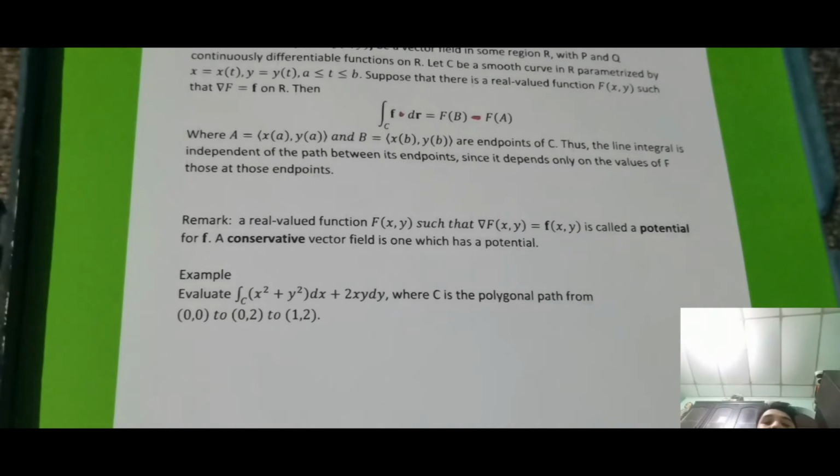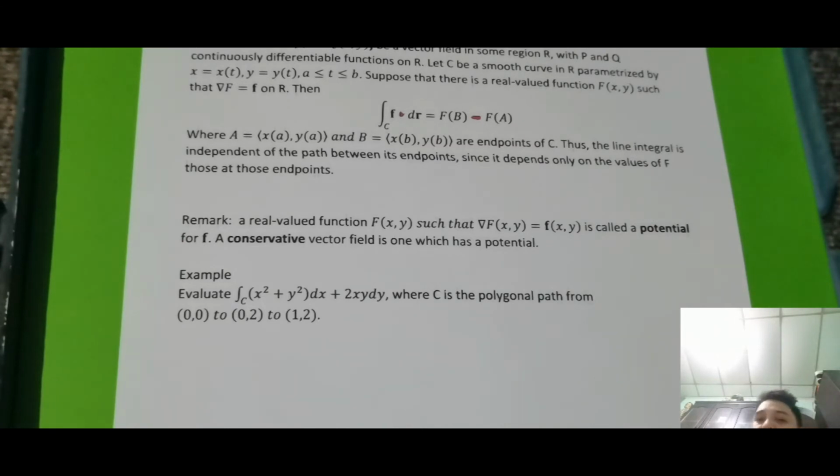So, example, evaluate the integral along the C of x squared plus y squared dx plus 2xy dy. So, actually, not just the integral, the line integral of x squared plus y squared dx plus 2xy dy along the curve C, where C is the polygonal path from 0, 0 to 0, 2 to 1, 2.